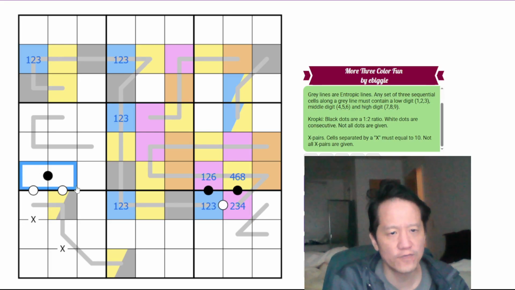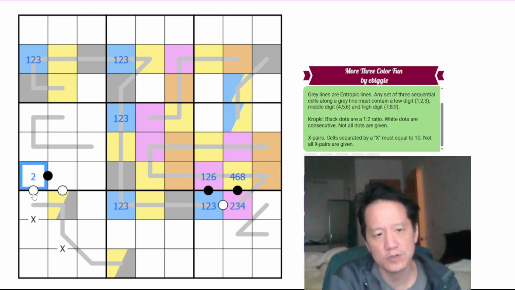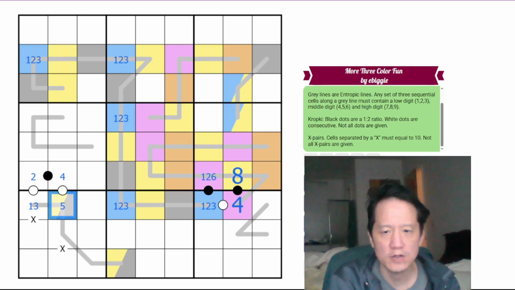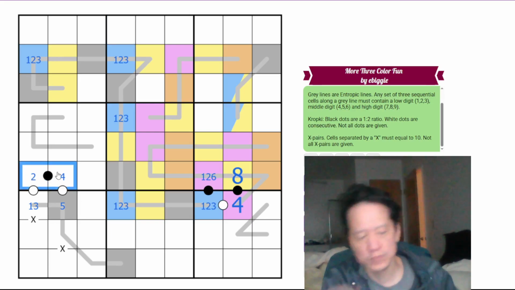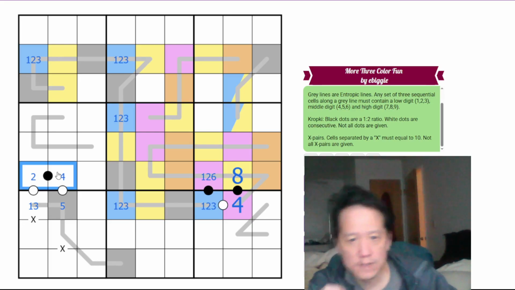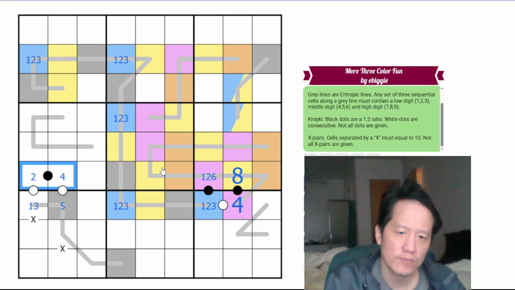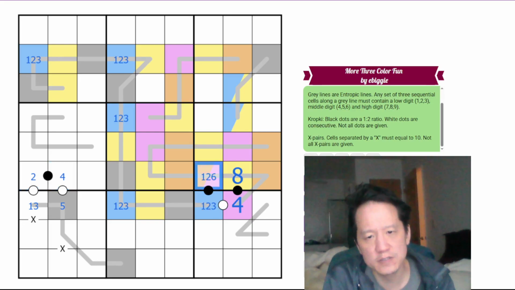Okay, so 4 and 8 does not work here. What about 2 and 4? If this is 2, this would be 4. This would be 1 or 3. This is 5. So this would be low. This would have to be 4, which makes 8 a high. So this would not be yellow. This would be gray, gray, which means this would be yellow. This would be yellow. This would have to be 6.